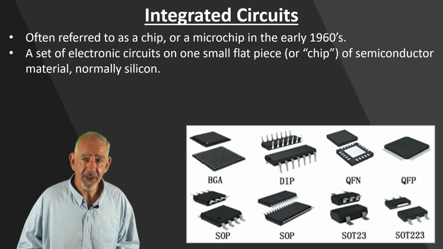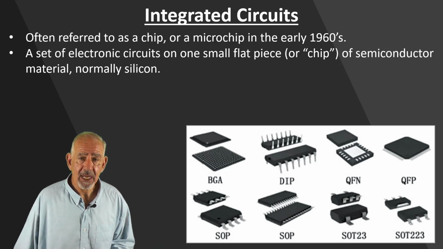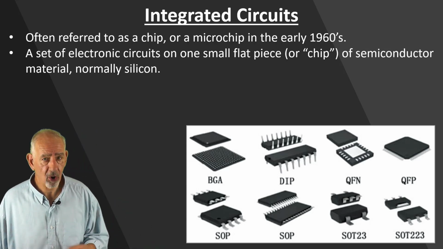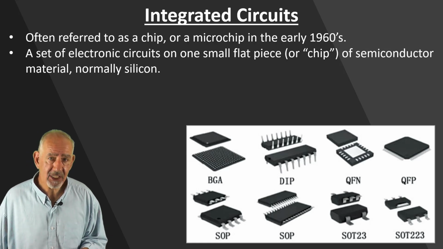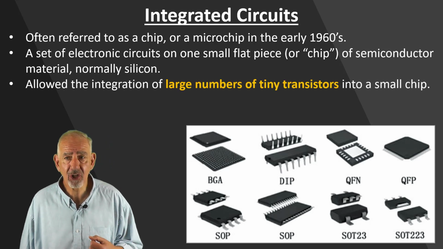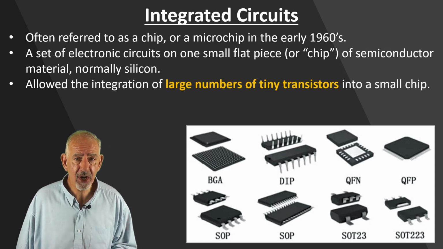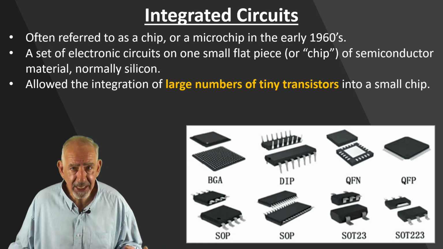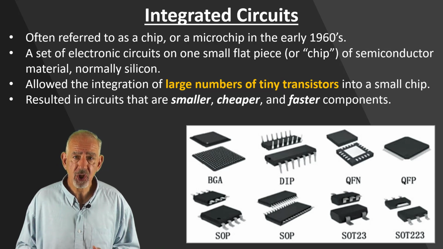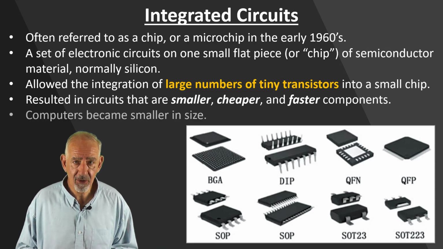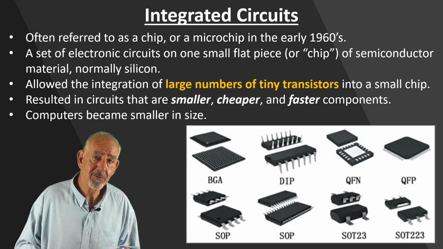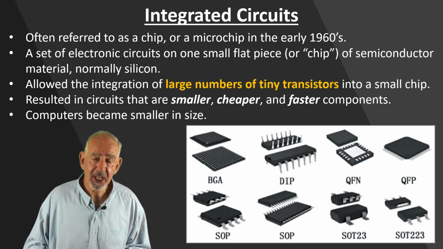And you have many of these on the chip or the microchips. It's a set of electronic circuits on one small flat piece or chip of semiconductor, and that semiconductor is normally silicon. The good thing about these is that they allowed the integration of large numbers of tiny transistors into a small chip. So things shrunk even more. It resulted in circuits that are smaller, cheaper and faster. And so therefore, computers became smaller. Instead of being in big rooms, they were maybe just big machines now.